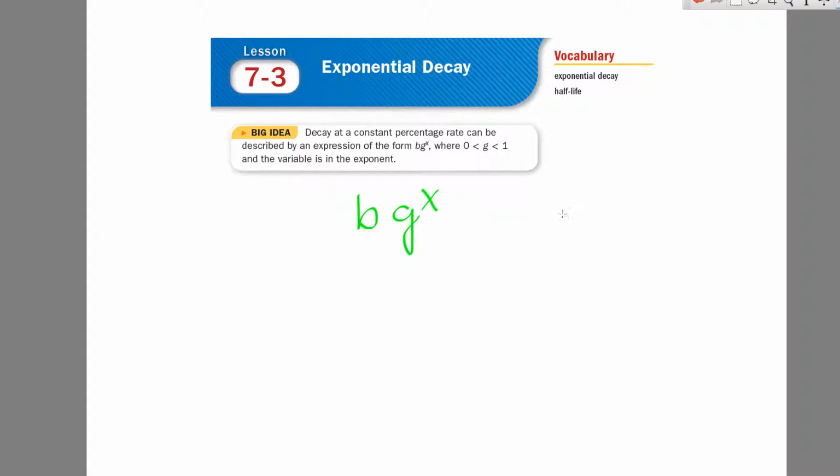only occurs when g is between 0 and 1. In other words, when g is some fractional amount. So our growth factor is, rather than being a whole number, something greater than 1, it is a fractional amount, and then we're raising that to some power.